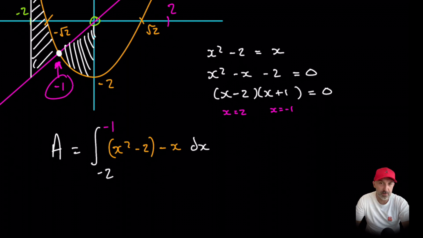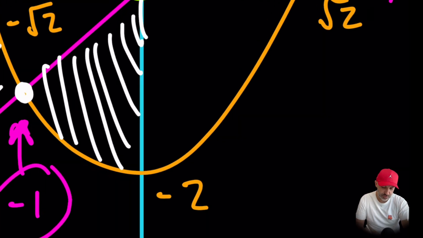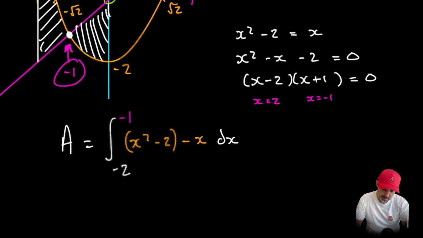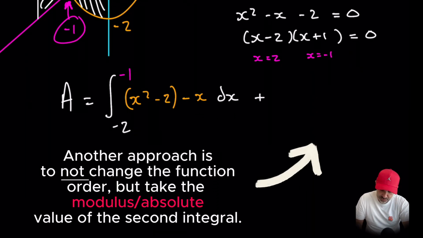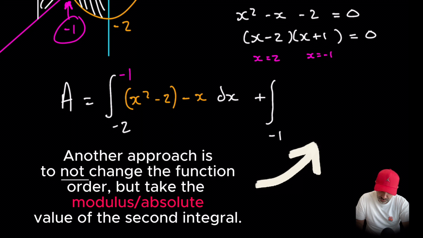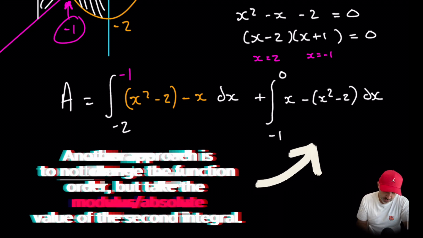Now that's only part of the problem, because now we have to deal with the other part when the functions cross over. I'll sum that to when we're going from -1 to 0, but they've crossed over now. So this is going to be x minus x squared minus 2 dx, right? So always check which is the upper function and which is the lower function. And let's go ahead and do that now.